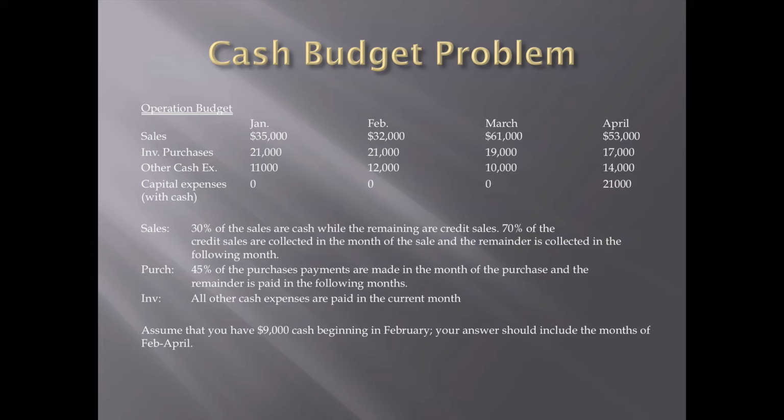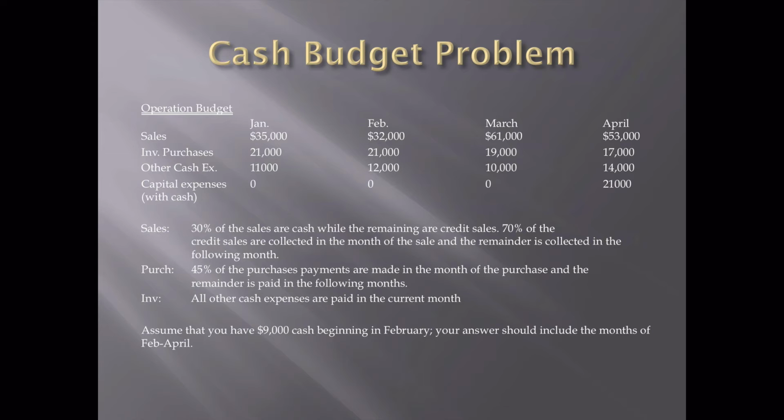And then finally, all other cash expenses are paid in the current month. And finally, we have to assume that we have a cash balance. Sometimes that cash balance is zero, but in this example, it's $9,000 at the beginning of February. Because we have information from January through April, we can only do a cash budget for February through April. We would need December information to do a January budget. So you have 4 months up there, but you're only doing a cash budget from February through April.